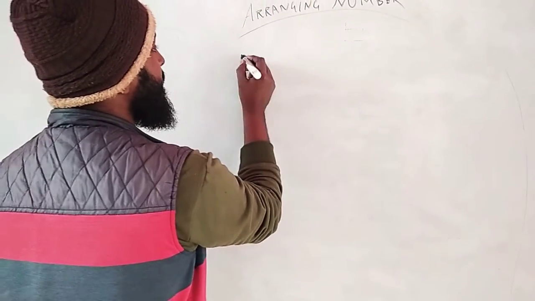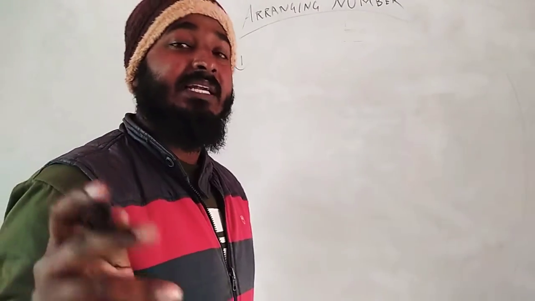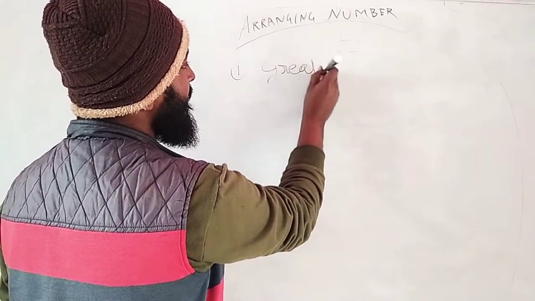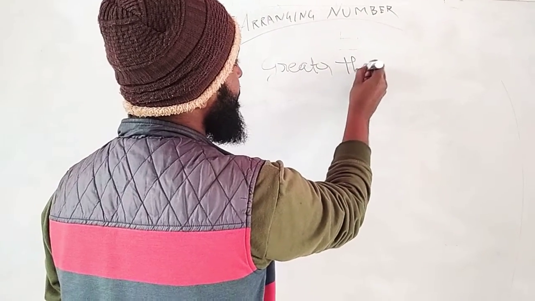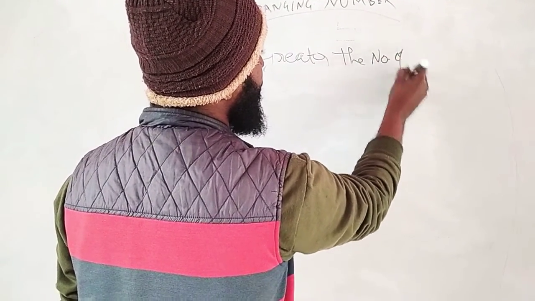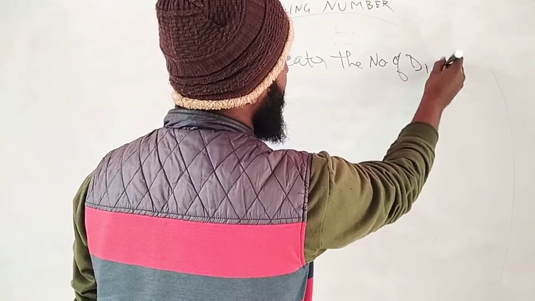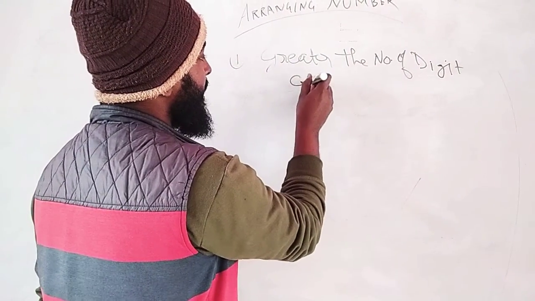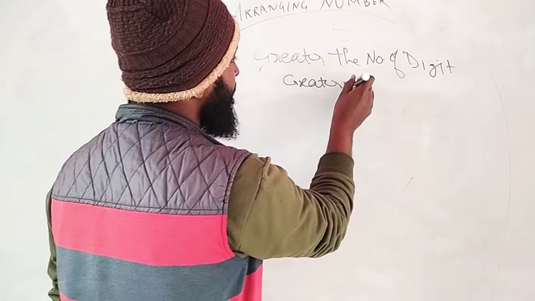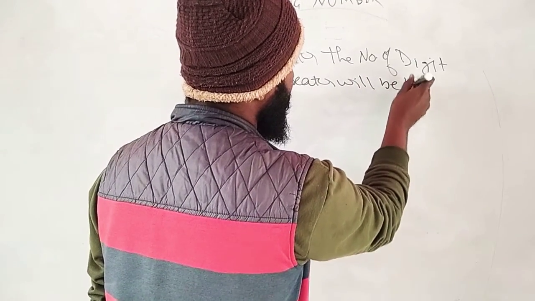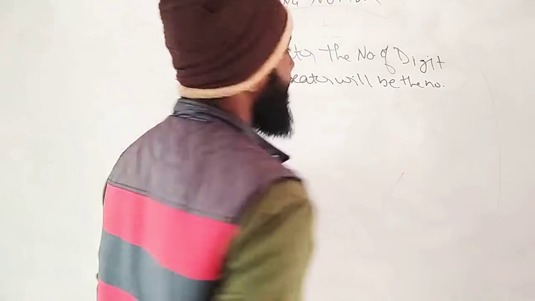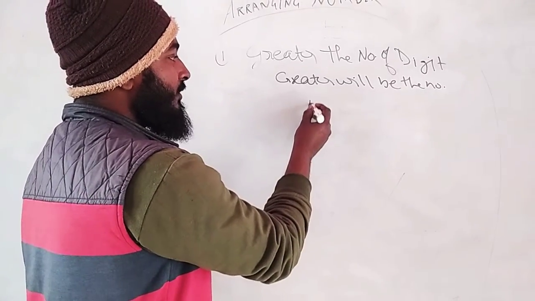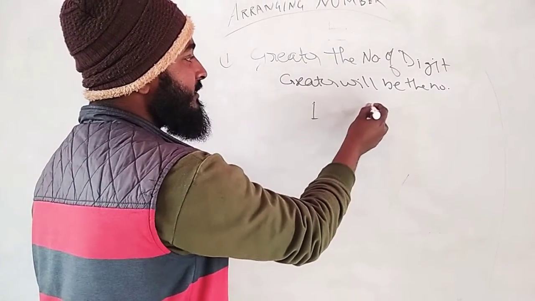The first rule to find out whether a number is greater or smaller: the greater the number of digits, the greater will be the number. Greater the number of digits, greater will be the number. So let's check an example. Here it is 1 and here it is 21.